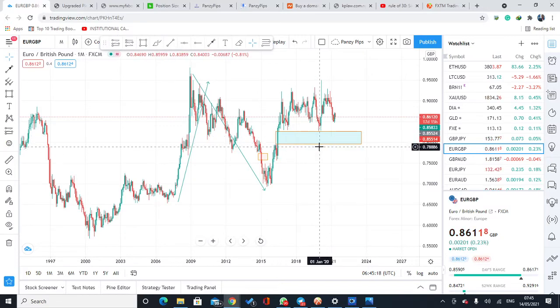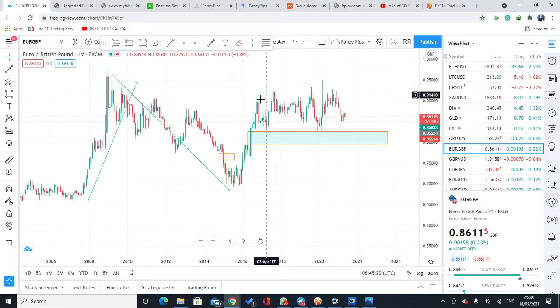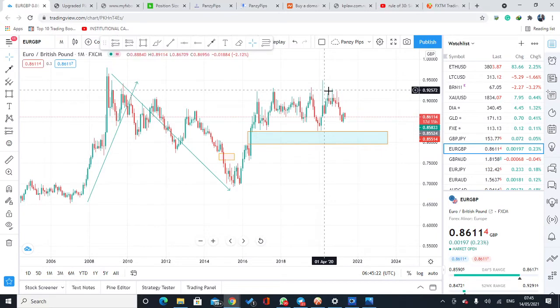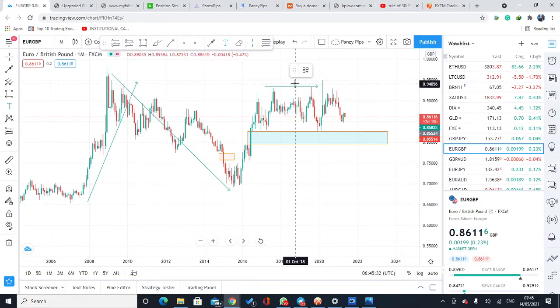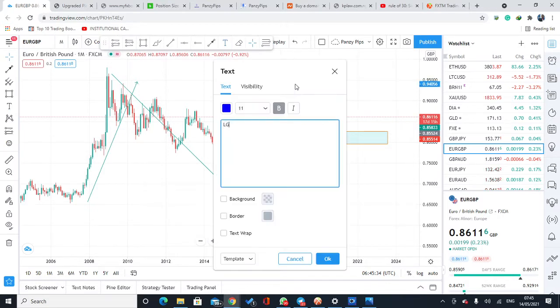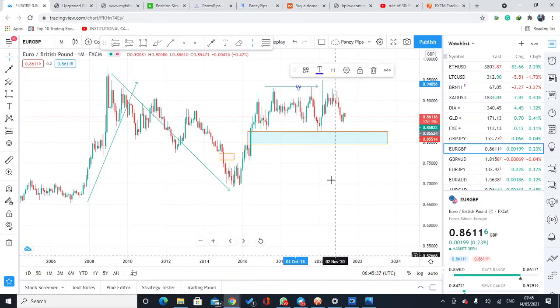Now you will notice that the market had a high, took out that high, and again took out that high, which we can call a liquidity grab. Now, so we see the market taking out these highs, which will amount to a grab of liquidity. I like to use just LG for it, liquidity grab.